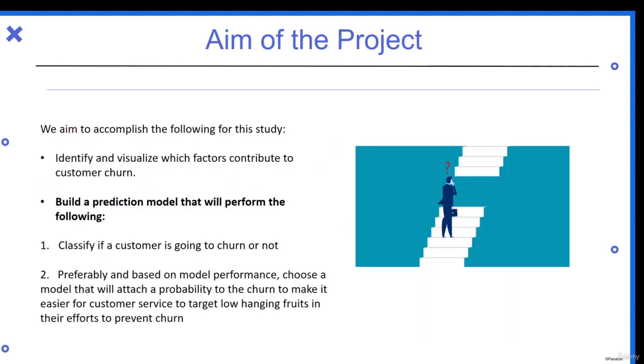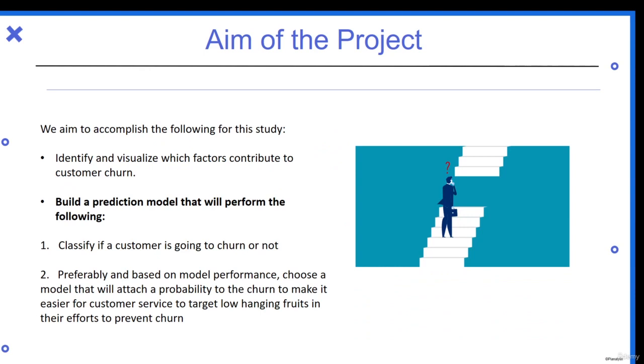So, what is the aim of our project? We aim to accomplish the following: identify and visualize which factors contribute to customer churn. We have a data set in which there are various factors which we will observe, and tell which factors are the most necessary, which tell us which customer will churn or not.